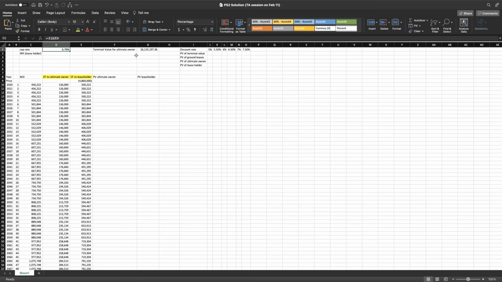6.8%. And as a result, the terminal value for the ultimate owner would be 26 million something. If you use 7%, it will become 25 million something. I see many of you get this result. I don't deduct a lot of points from it because I think you're on the right track, but the right cap rate should be 6.8% or something like that. Anyway, so let's continue.